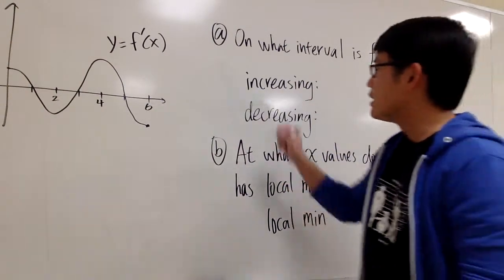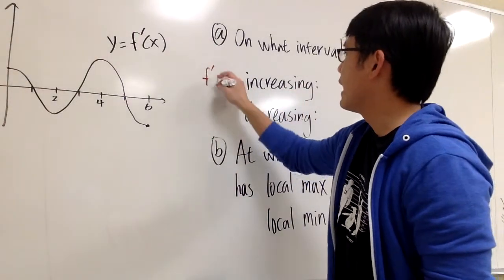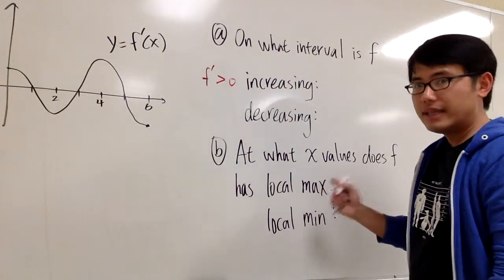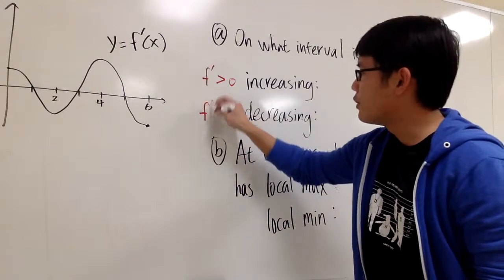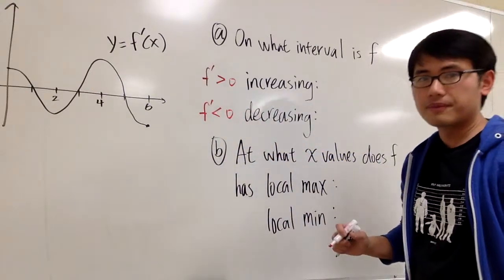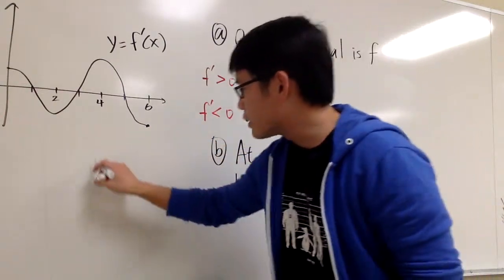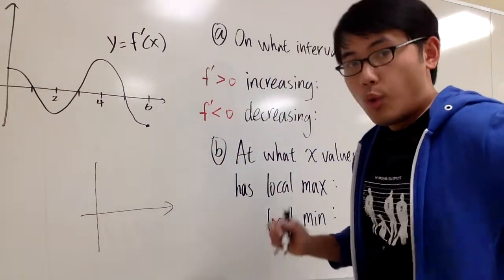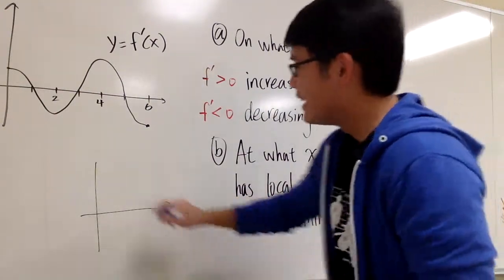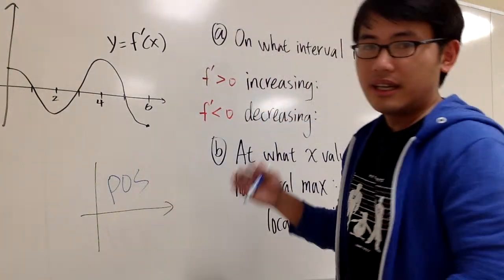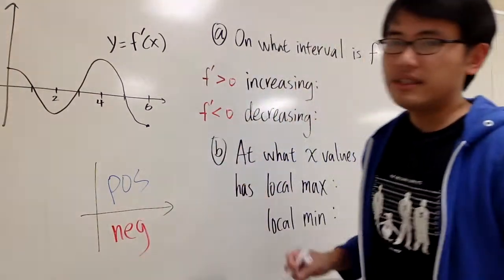And the connection is, if the original is increasing, that means the first derivative has to be positive. And likewise, if the original is decreasing, that means the first derivative has to be negative. When you are given a graph, we have to look at the values. In that case, what we do is we just look at what's above the x-axis and what's below the x-axis. Anything that's above the x-axis is a positive value, and anything below the x-axis is a negative value.